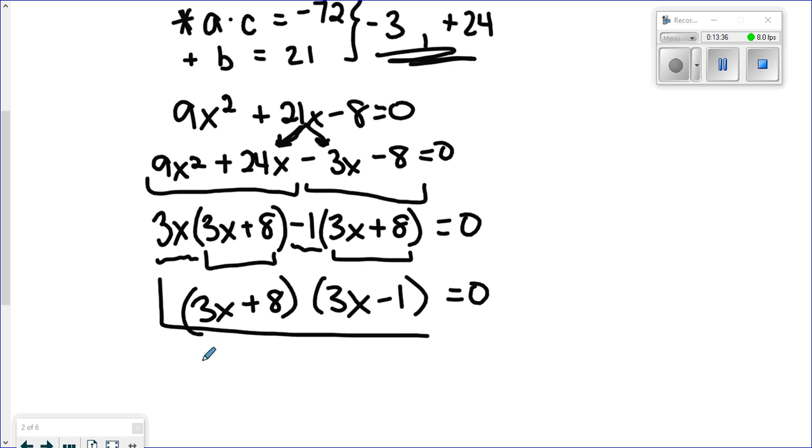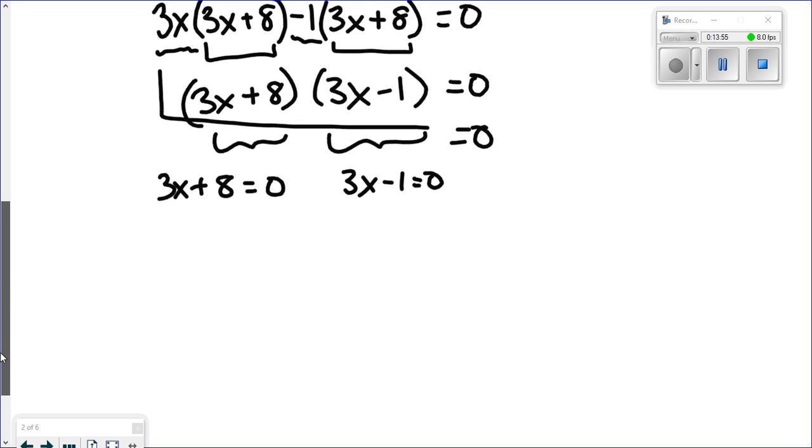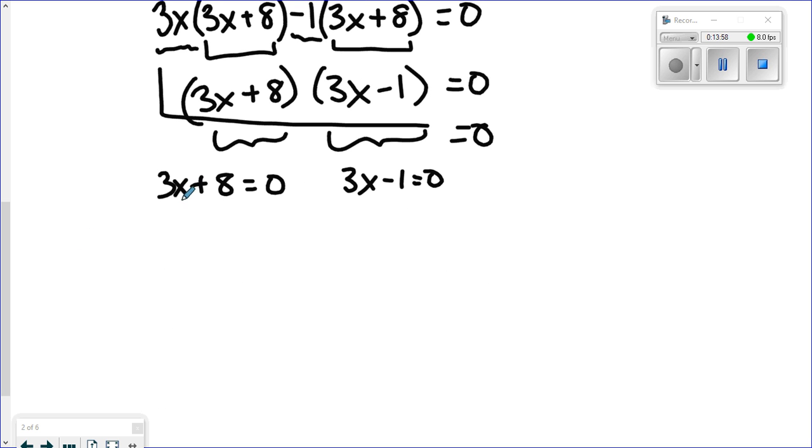So again, what we need to do is analyze what makes each of these equal to 0. So 3x plus 8, what makes that factor equal to 0, and 3x minus 1, what makes that factor equal to 0. So again, now from here we're solving for x, so we're looking to isolate x, get x by itself. So I'm going to subtract 8 from both of those. On the second factor, I'm going to add 1 to both sides of the equation, so 3x is equal to negative 8. And in this case, 3x is equal to 1.